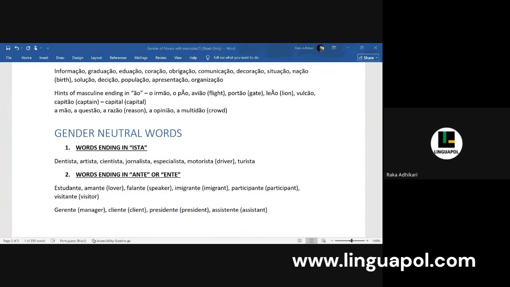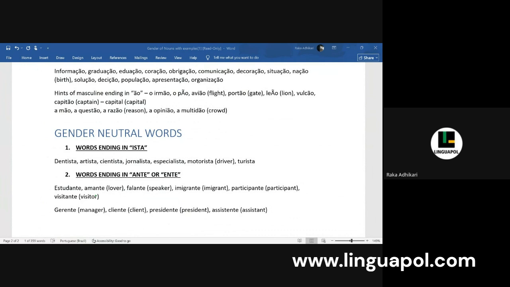Similarly, if we have any word that ends in ante or ente, it is again gender neutral. Again, this one also is mostly used for professions. Look at the examples. Estudante. So it's a gender neutral word. I can say Ashish é estudante, and similarly, Bushra é uma estudante. For both the people, I'll use estudante. So male or female does not matter here. It's a gender neutral word.